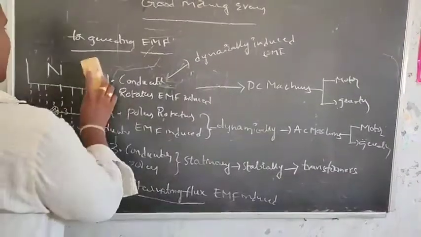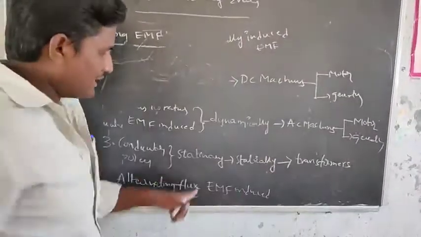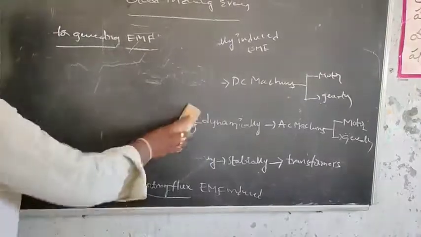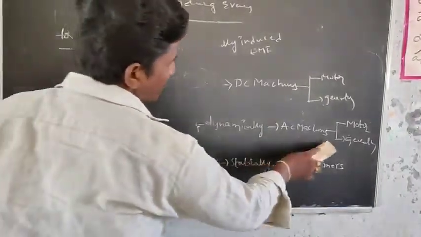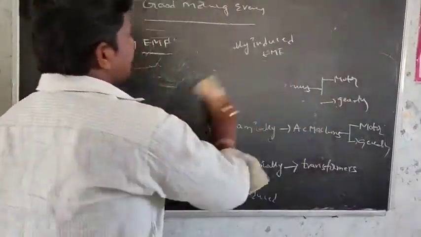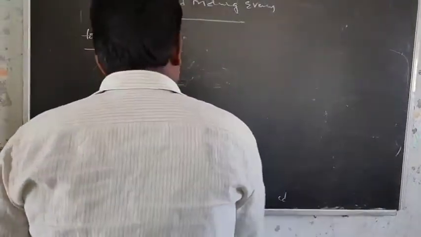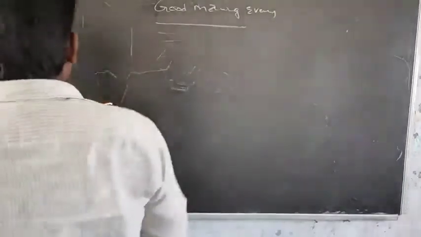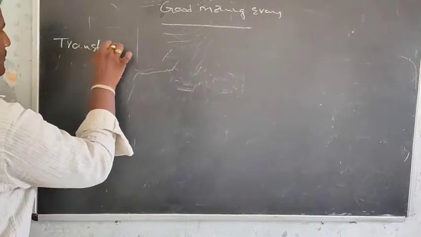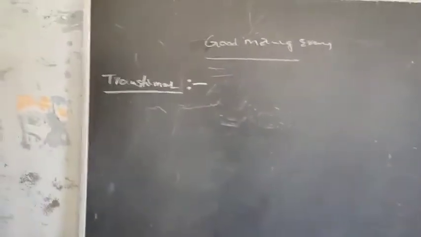So next we can go for transformer. In a transformer, which EMF? Statically induced EMF. In AC machines it is dynamic, but which one rotates? Poles rotate. In DC machines it is dynamic, but the conductor rotates. So we can see that one entering the syllabus: transformer.